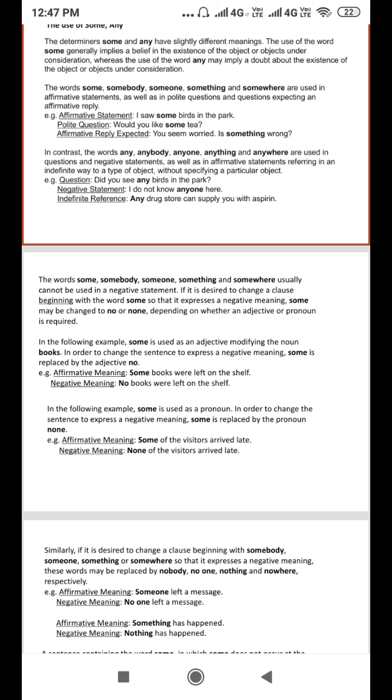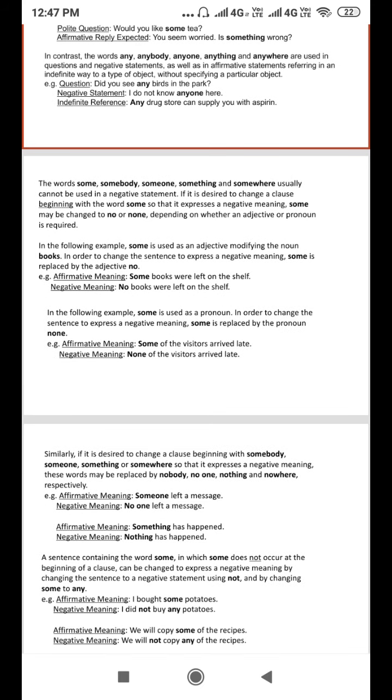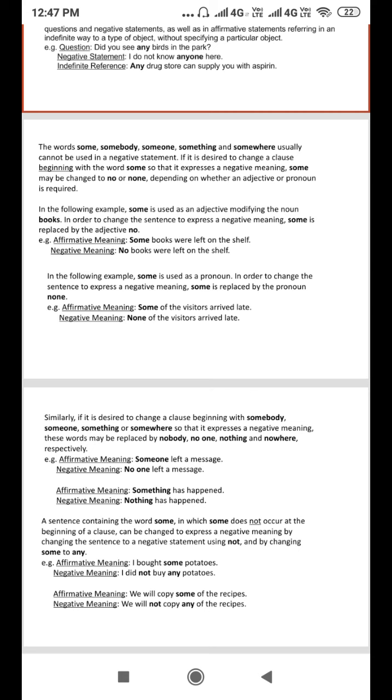Affirmative meaning: Some books were left on the shelf. Negative meaning: No books were left on the shelf. In the following example, some is used as a pronoun. In order to change the sentence to express a negative meaning, some is replaced by the pronoun none. Affirmative meaning: Some of the visitors arrived late. Negative meaning: None of the visitors arrived late.